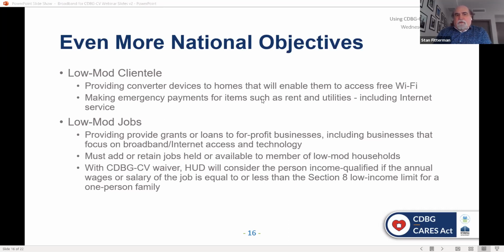One of the great waivers we got with the CDBG-CV Federal Register notice is that if the annual salary for the job is equal to or less than the low income limit for a 1-person family, then it counts as a low mod job. This is wonderful for any of you that have ever done economic development and know what a hassle it can be to get income information out of the employees for the jobs that were retained or created. Folks often don't want to provide that. Businesses don't really help us sometimes to get it. And so as a result, this makes the implementation and administration of an economic development activity with CV money much easier than with regular CDBG.